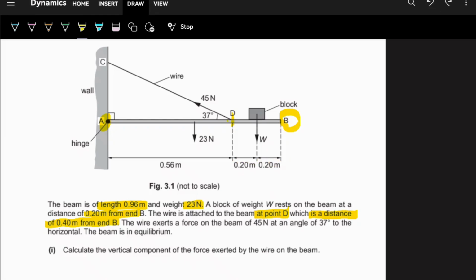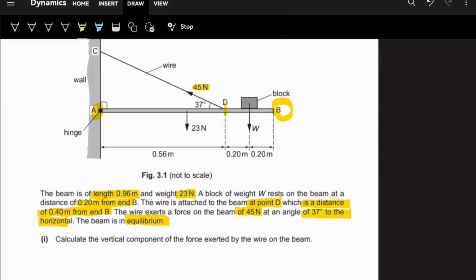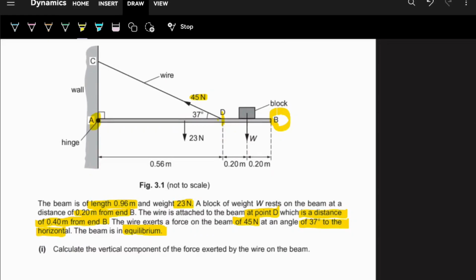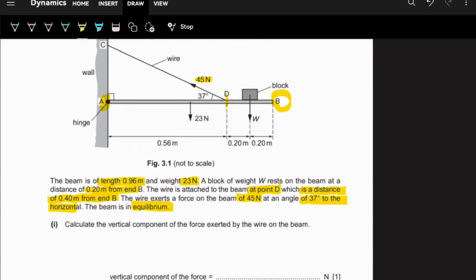The wire exerts a force on the beam of 45 Newton, this is the one, at an angle of 37 degrees to the horizontal. The beam is in equilibrium. This is a very important point. Equilibrium. Most of the questions I've seen usually the case will be in equilibrium, but that doesn't mean you shouldn't read the question. You must read. You never know when they will change the fact that they want it to be not equilibrium. So be aware.